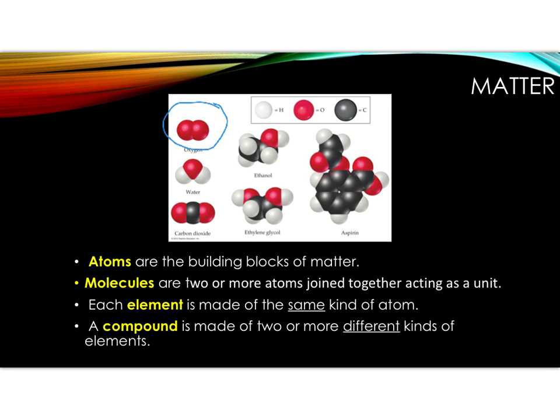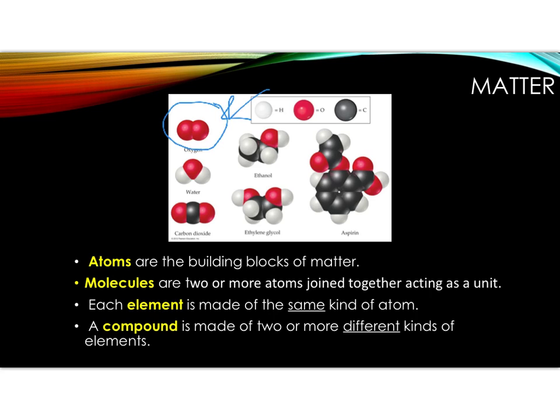And last we have a compound. A compound is made of two or more different kinds of elements. So it sounds awfully similar to the word molecule. Molecule was two or more atoms joined together. Those atoms could be the same or they could be different. For a compound, those two atoms must be different. So this molecule of oxygen that I circled before is not a compound, it's only a molecule. Compounds, those atoms have to be different. All of the other molecules pictured are also compounds.